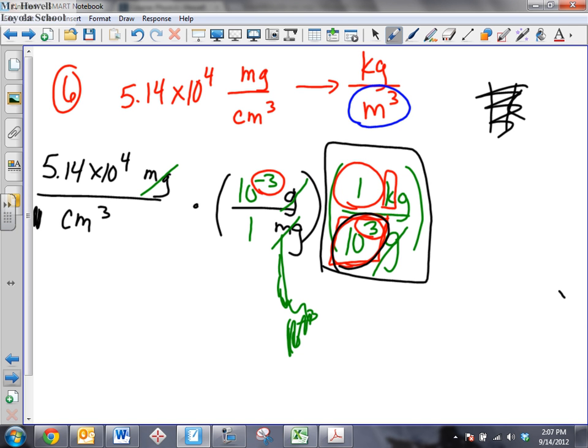Just like over here. If I cover up the 1M right here, and the 10 to the negative third, I have G over G. The M, lowercase, means milli, which means 10 to the negative third. So now these are balancing each other out. Okay?